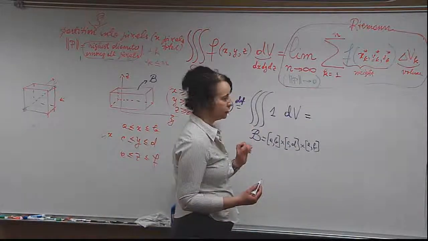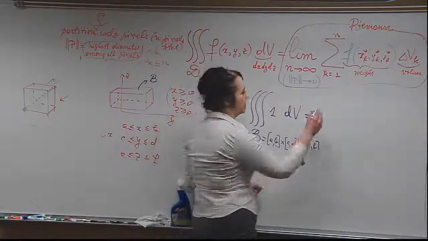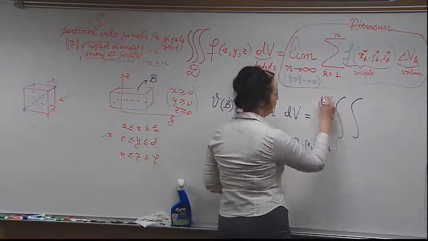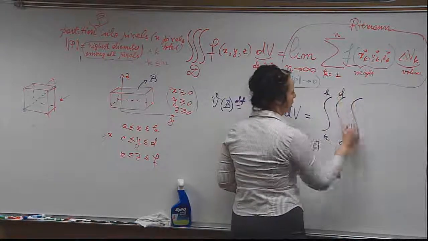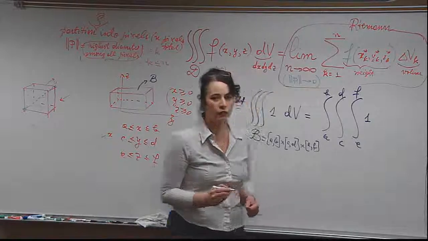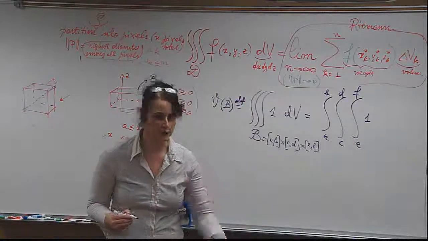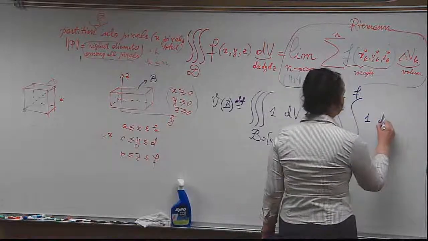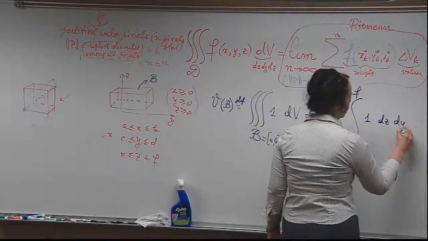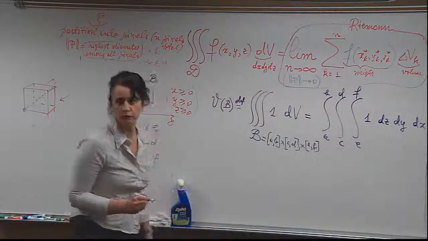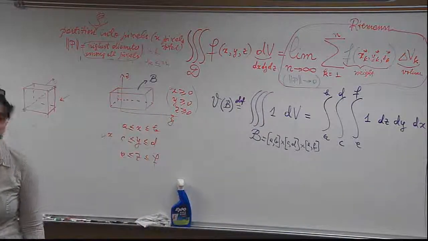Okay, so how am I going to set up the Fubini-Tonelli integral? a to b, c to d, e to f, of 1. And now, who comes first? The z, y, x. So it is like the equivalent of the vertical strip thingy in double integrals.